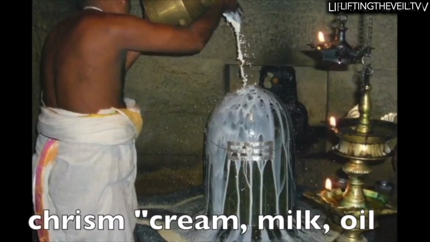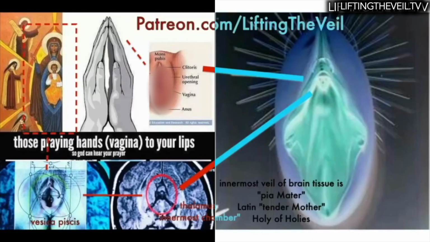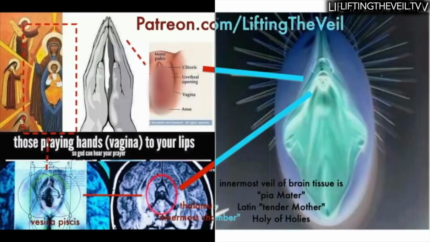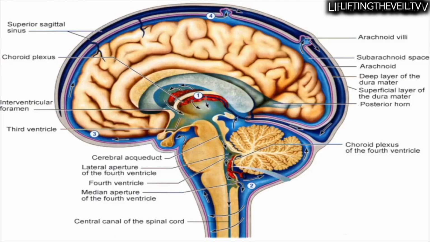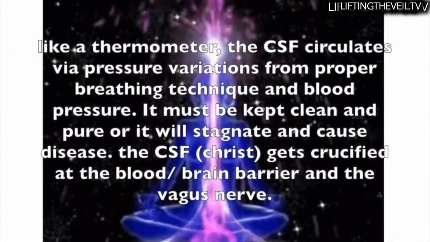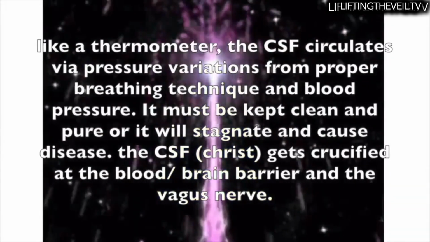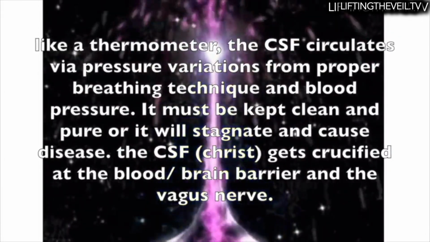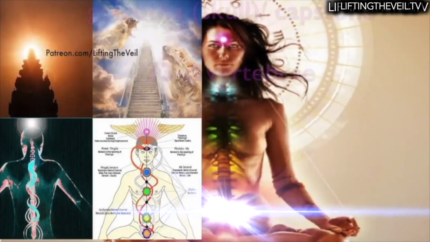And the pia mater, the tender mother, actually produces 70% of the body's cerebrospinal fluid. In other words, the pia mater, the tender mother, literally produces the Christ. The pia mater literally produces the chrism, the cerebrospinal fluid, the holy, sacred oil, the anointing oil. Like a thermometer, the cerebrospinal fluid circulates via pressure variations from proper breathing technique and blood pressure. It must be kept clean or pure, or it will stagnate and cause disease.